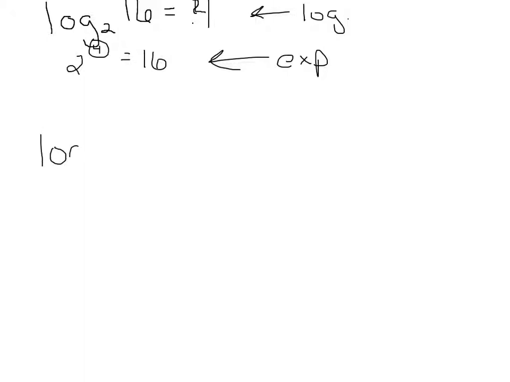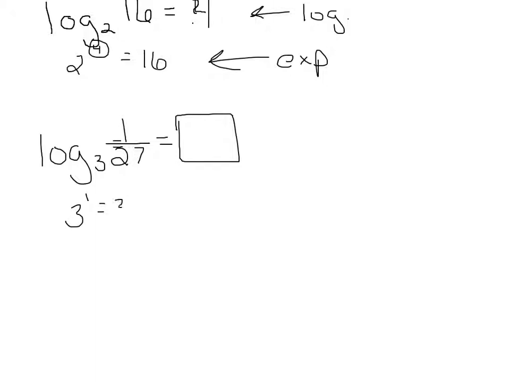So what about if I had log base 3 of 1 over 27? What would I get as my answer? So remember, you're looking for the exponent. So remember some of your exponents. 3 to the 1st would be 3. 3 squared would be 9. 3 cubed would be 27. So how would I get 1 over 27? Well, that would be a -3.